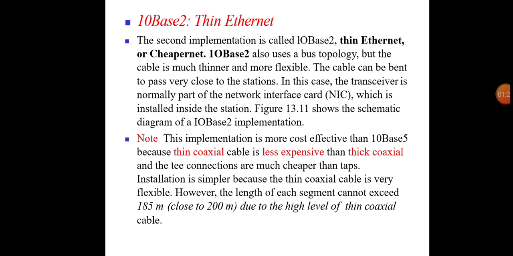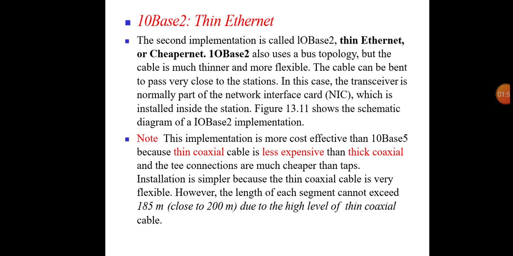And 10Base2, this is thin Ethernet. The second implementation is called 10Base2, thin Ethernet or cheapernet. 10Base2 also uses a bus topology, but the cable is much thinner and more flexible. The cable can be bent to pass very close to the stations. In this case, the transceiver is normally part of the network interface card, which is installed inside the station.